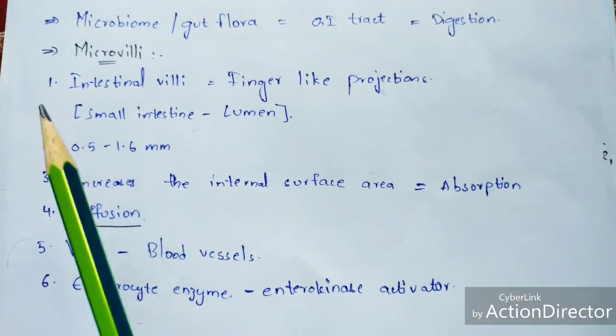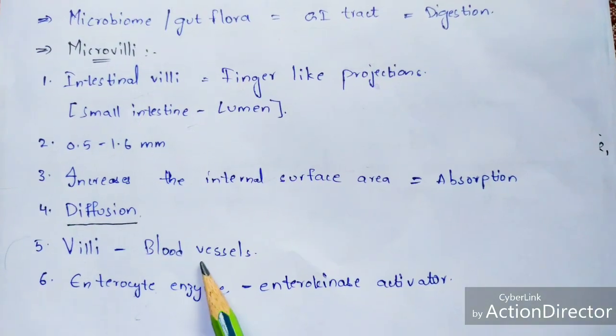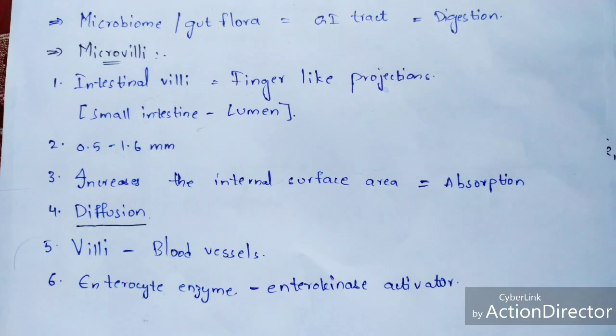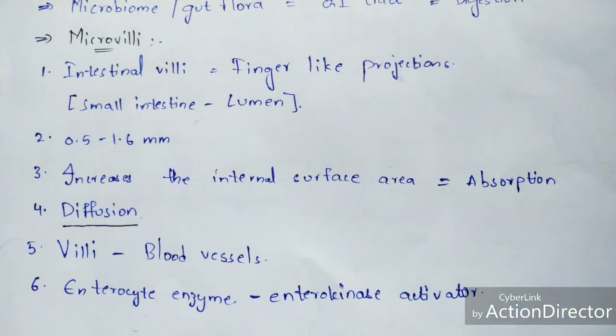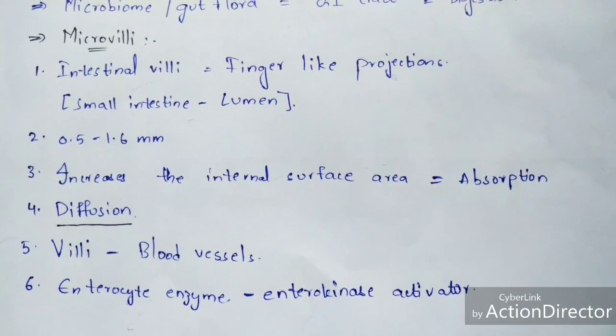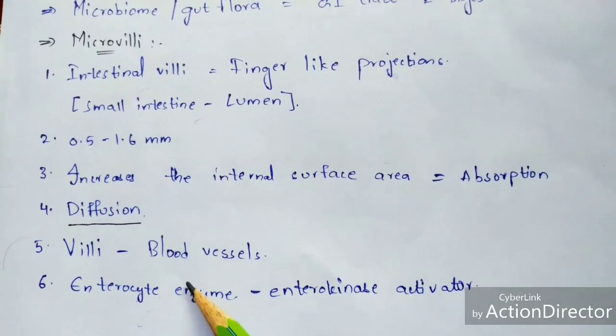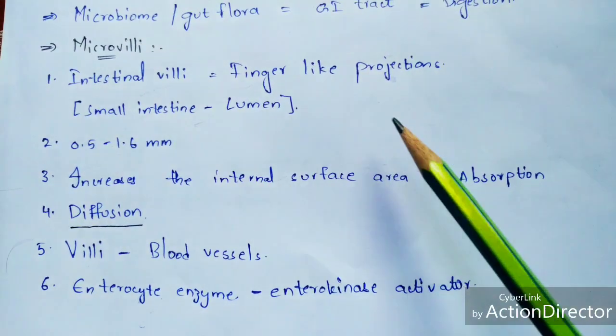So by this you can understand this microvilli will get connected towards the blood vessels. So when this microvilli gets connected towards the blood vessels, then what happens? The calcium ions which have been absorbed from the food by this microvilli will be sent towards the blood, right? And that blood will pass throughout the body.